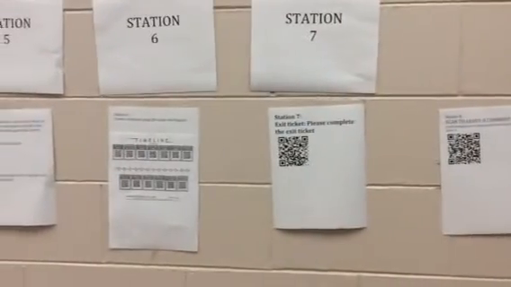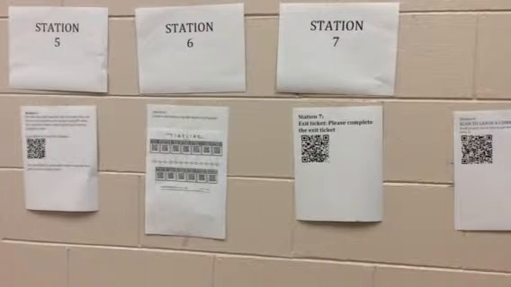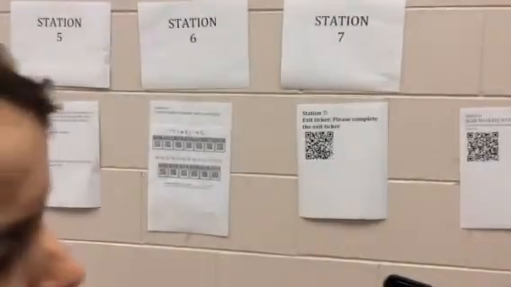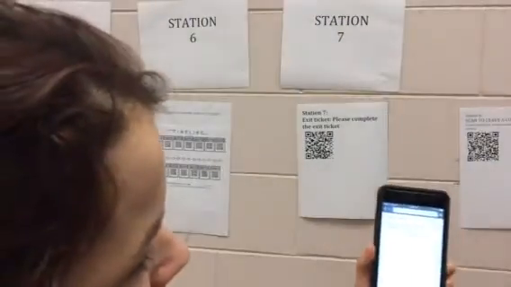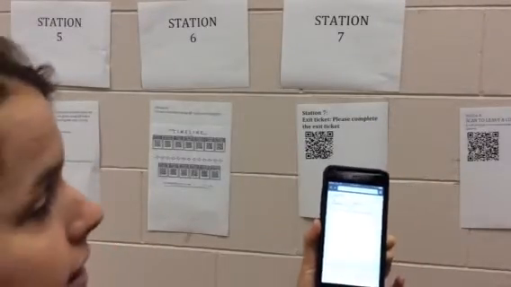Station 7. So say they complete all of their stations and you want them to complete an exit ticket. This is actually linking straight to my Canvas page. So it can link to your Canvas page. And I'm not logged in right now, but it lists 3 ways you could use QR codes in the classroom. So that's my exit ticket. They can answer that straight from their phone or the iPad, and that's just another idea.